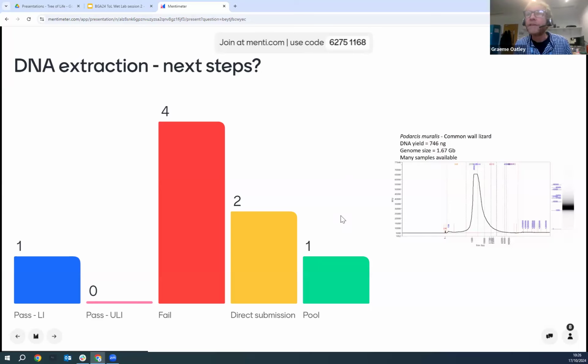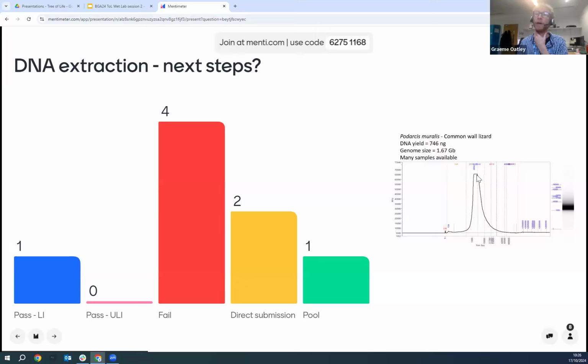So let's see here. In this situation, and I'd be interested to know what Amy would have done, I would agree with the majority of everyone here and say that this would fail. Our average fragment size is sitting at 6.5 kb, as Damon mentioned, which is slightly too short for a direct submission.